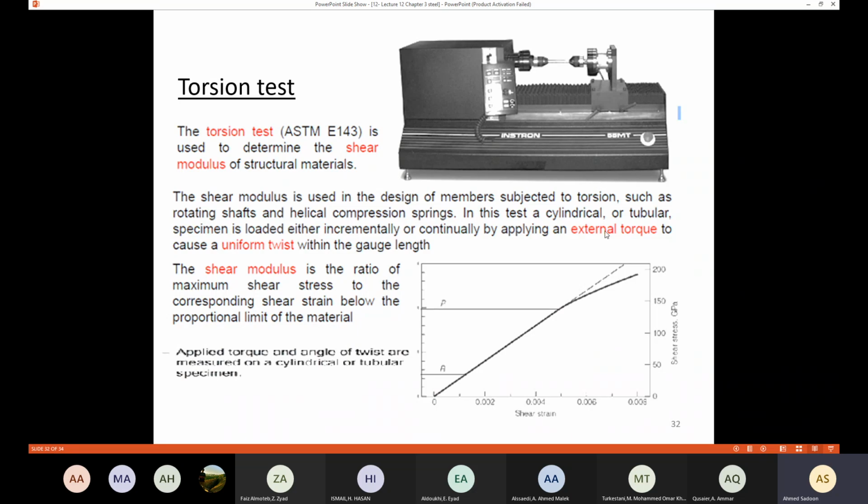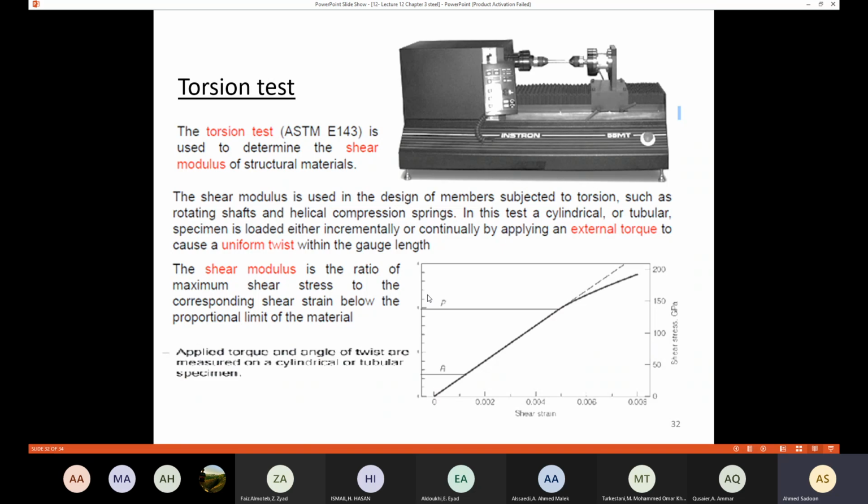In this test, a cylindrical or tubular specimen is loaded either incrementally or continually by applying external torque. So we are going to place the specimen here, and we are going to apply external torque in order to cause uniform twist within the gauge length. Within this length, we are going to cause uniform twist. And you are going to apply the torque, and also you are going to get the angle of twist. So you need to measure the torque and the angle of twist so that you can generate the shear strain.